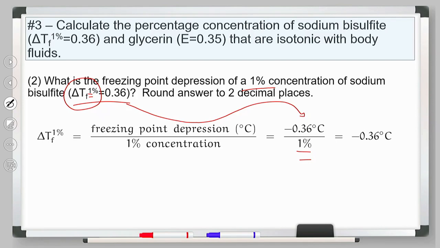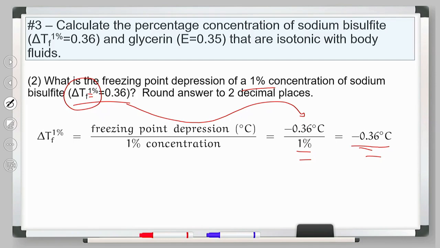So in my question here, if I have a 1% concentration of sodium bisulfite, I realize that would produce a negative 0.36 degrees Celsius reduction. So let me ask you, is a 1% concentration of sodium bisulfite isotonic? No. What did we just say the freezing point depression of an isotonic solution would be? Negative 0.52. If this was negative 0.52, it would have been isotonic, but it's not.